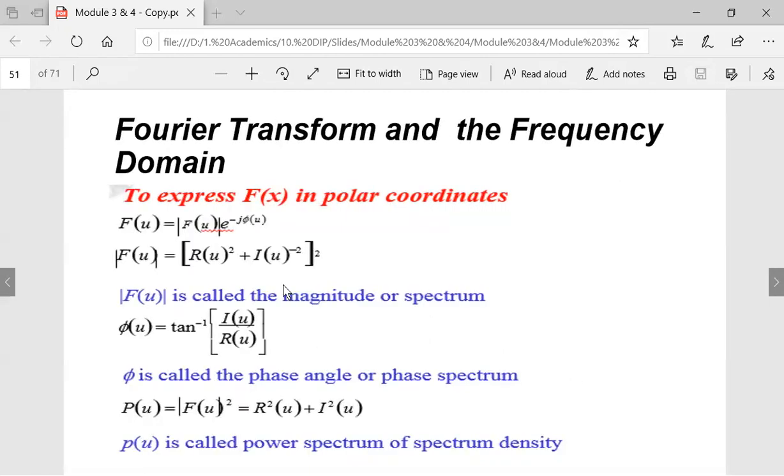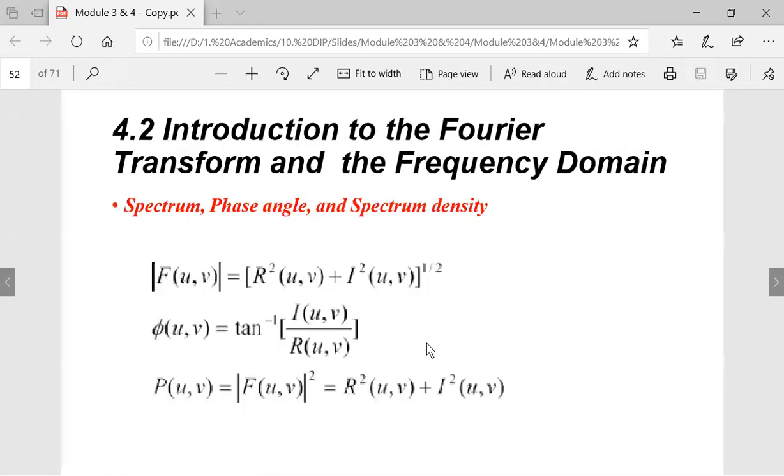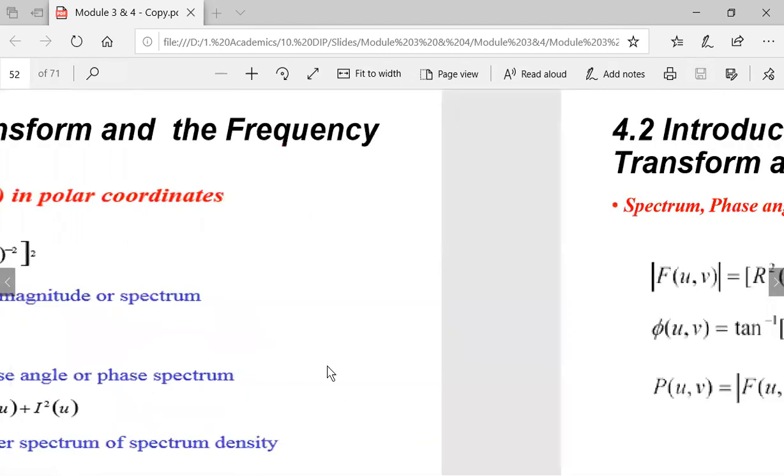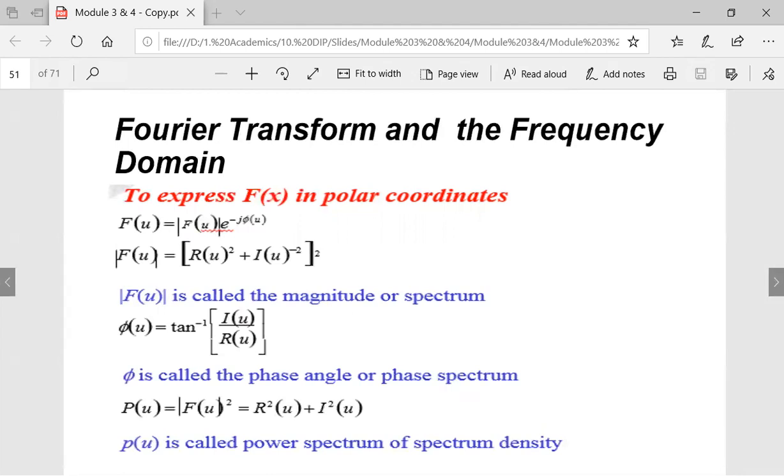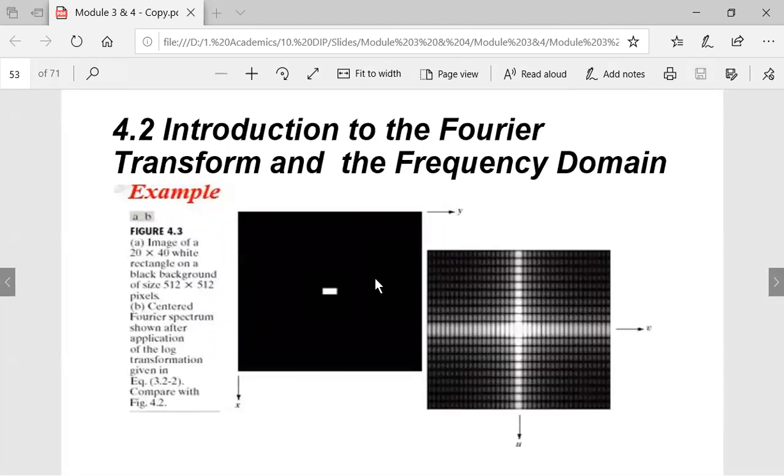These equations are directly given here, combining all these things. What is the first one? It is the spectrum or magnitude. The second one is the phase angle or phase spectrum. The third one is the power spectrum or spectral density. The example of this is an image of a 20 cross 40 white rectangle on a black background of size 512 cross 512 pixels. The second image shows the centered Fourier spectrum after the application of the log transformation. The log transformation we have already seen, how it looks in the frequency domain.